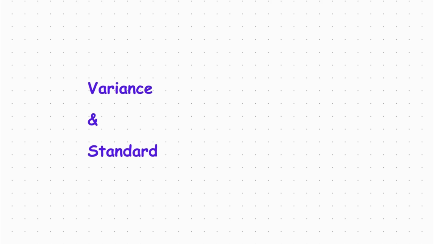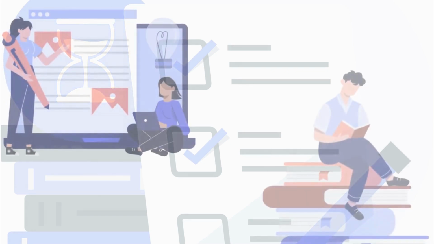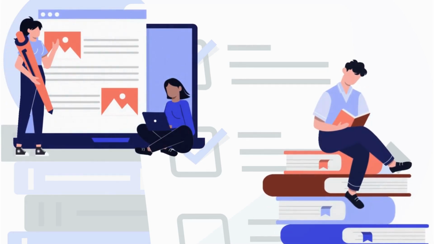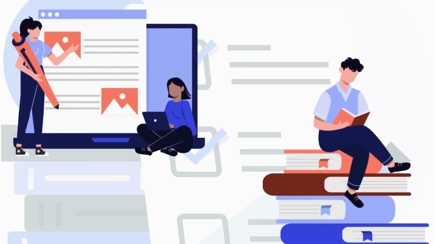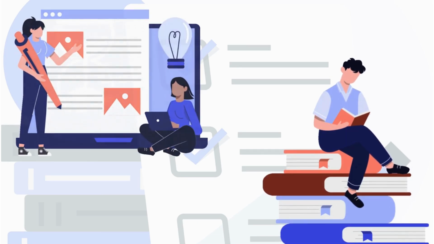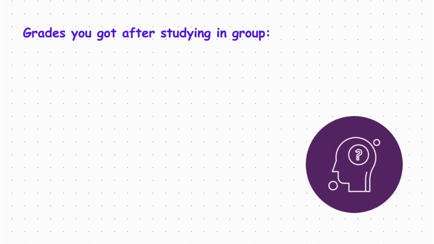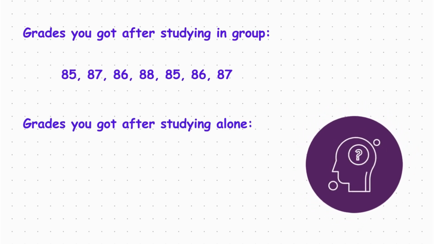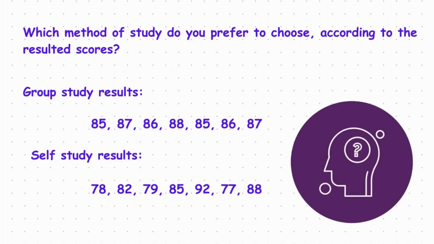Hi everyone, today we want to talk about variance and standard deviation. Imagine that you have a final exam and you're thinking whether to study alone or study in a group to be prepared for your exam. Getting back to your performance through the quizzes you had during the semester, you can see that the grades that you got after studying in a group are like this, and the grades that you got after studying alone are like this. Which method of study do you prefer to choose according to the result of the scores?